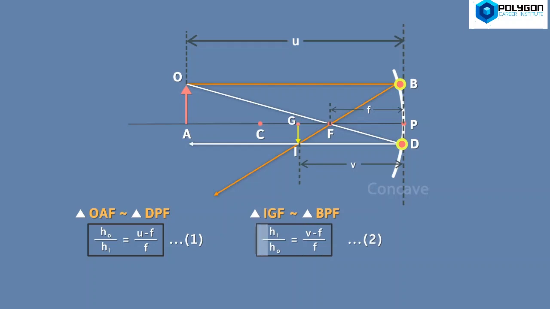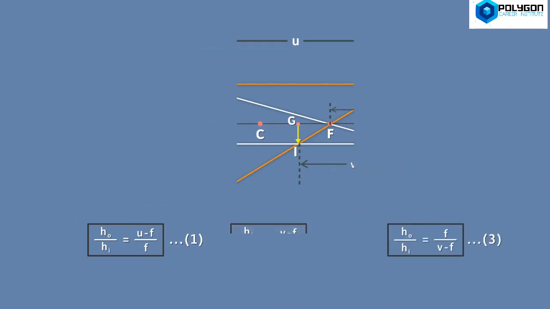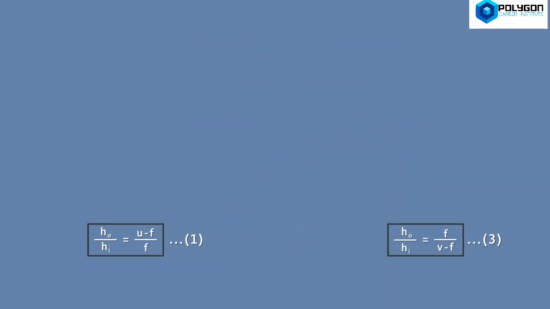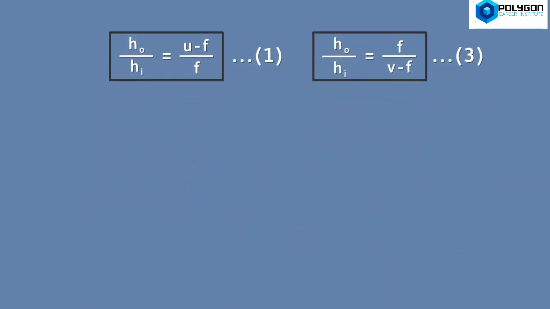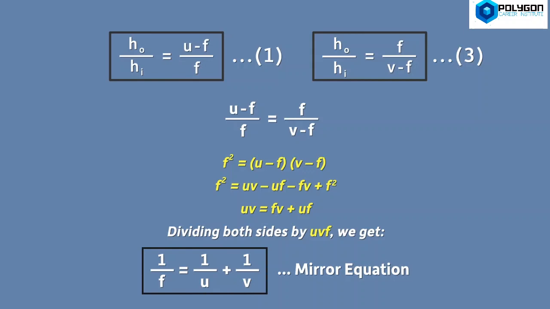Now let's invert equation 2 to get the third equation. We are almost there now. So we have these two equations with us. They both have the same term on one side of the equal to sign, so the other two sides will be equal. Cross multiplying and solving further will finally give us the required mirror formula. Finally, we have our mirror equation in front of us. It was fun to derive it, wasn't it?